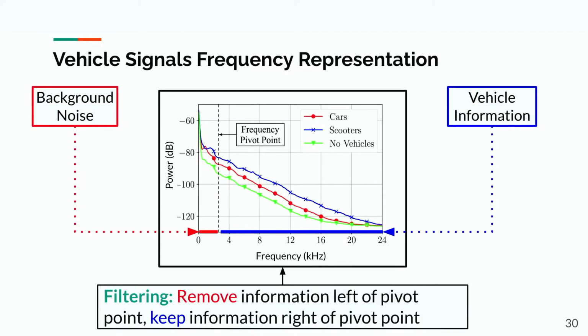So this looks a lot more complicated than it is. Effectively, it's just the same frequency representation thing that we saw earlier, just for the average vehicle signals. So this is what the frequency distribution, for example, of the average car looks like, of the average scooter looks like, and for the average period of time with no vehicles. Everything to the left here, 3 kilohertz, we don't want that. That's background noise. We want to keep everything here, that's on the right of this pivot point. So when we talk about filtering in this case, what we mean is that we want to remove this and keep this.